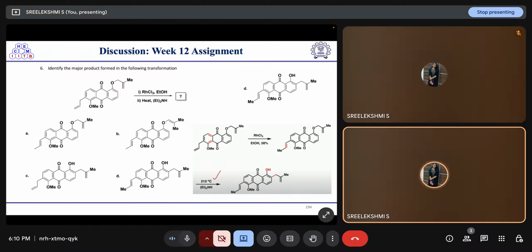So here, what would happen? Firstly, with this rhodium chloride, a double bond isomerization is taking place, and this exocyclic, external double bond is isomerizing to this internal double bond, and we will get this product. Then it is heated to 210 degrees Celsius. This 3,3 sigmatropic rearrangement is happening to form this compound. So here the correct answer would be option D.